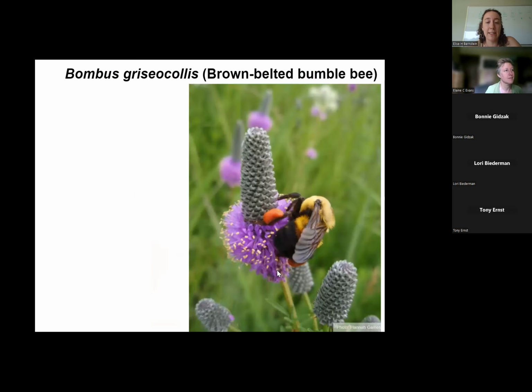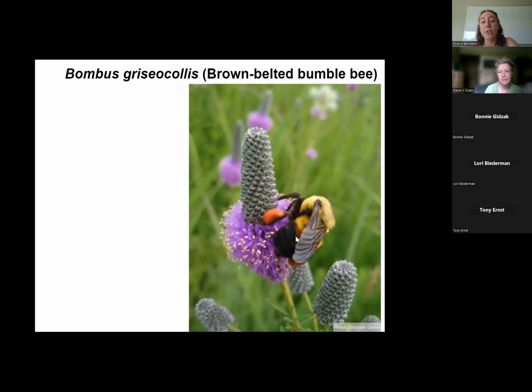Next slide, please. So here's a good photo of the brown-belted bumblebee. We know this is a female because she's got those really big globs of that orange pollen on her hind legs. But if we're taking a look at her abdomen here, we can see that first abdominal segment is all yellow. It's kind of a deep, rich shade of yellow, so paying attention to kind of the colors of yellow on these bumblebees is also important.